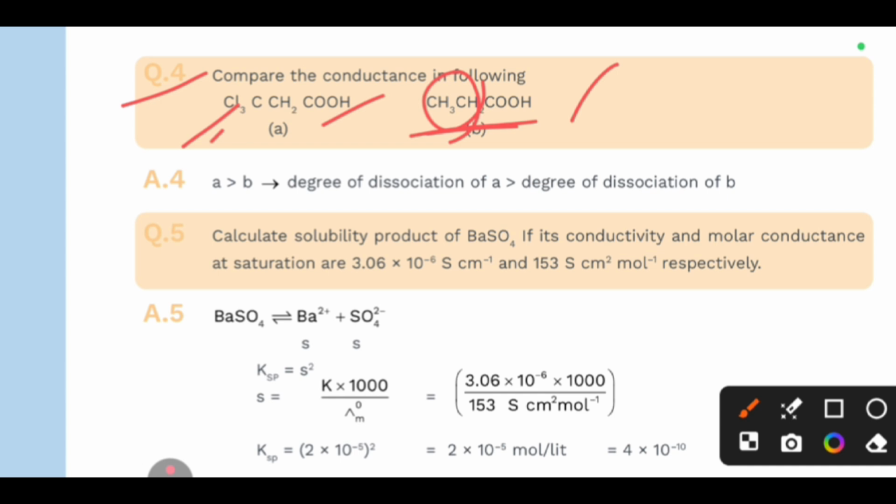The conductance of A is more as compared to B. Why? Which one behaves as the more ionic compound? A, because chlorine is negatively charged and the remaining part will be positive. So more ions will be formed in the case of A only. So the degree of dissociation in A is more as compared to B. More degree of dissociation means more dissociation, and then the conductance will be more.